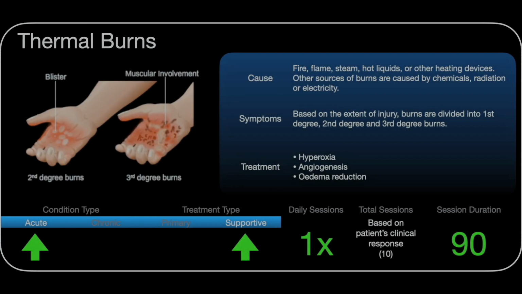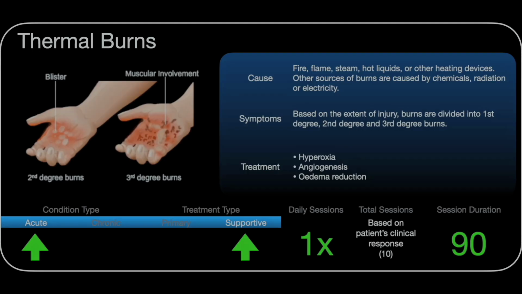Acute thermal burns would be considered an acute condition, and the use of hyperbaric oxygen therapy would be considered a supportive treatment modality. Patients are usually exposed to 1 session of hyperbaric oxygen therapy per day, up to 10 sessions in total. The cause of the thermal burn can be due to fire, flame, steam, hot liquids, or other heating devices. It could also be caused by chemicals, radiation, or even electricity.